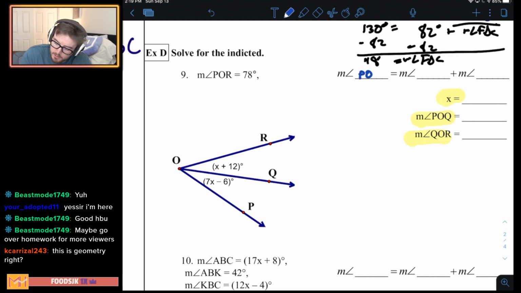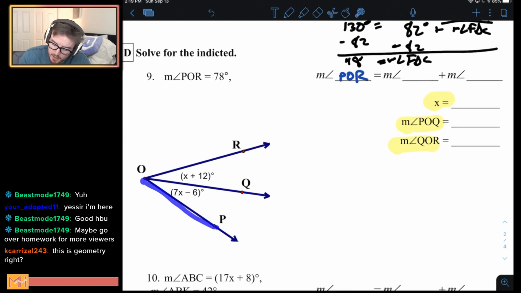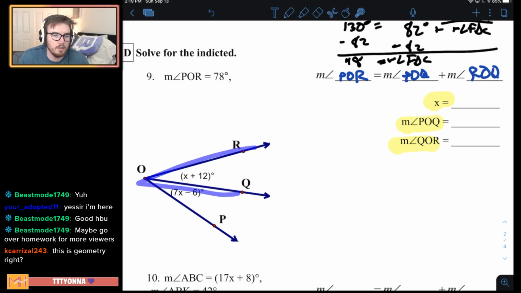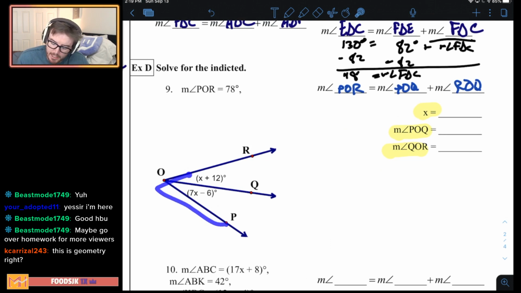POR is the sum of the two smaller angles, POQ and ROQ, put together. I don't care how you name it. Maybe you were like, well, Mr. Skis, I was going to name it QOR. Go for it. I don't care. But what we're saying is that the large angle POR is the sum of these two smaller ones put together. Should I write that a little cleaner? My handwriting's a little bad on those two. POQ and QOR.